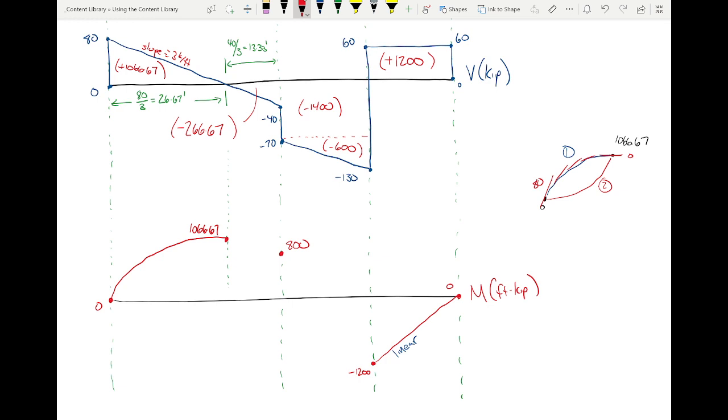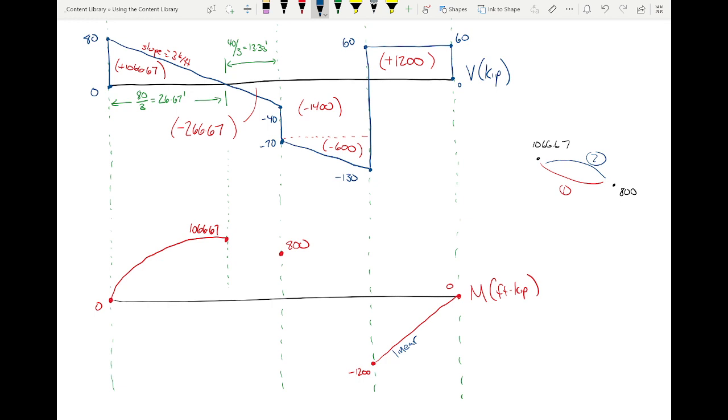Does that make sense? Okay, if that makes sense, I want one loud voice. This is 1066.67, 800, option 1, option 2. How many say option 1? How many say option 2? That's what's right. It's option 2.